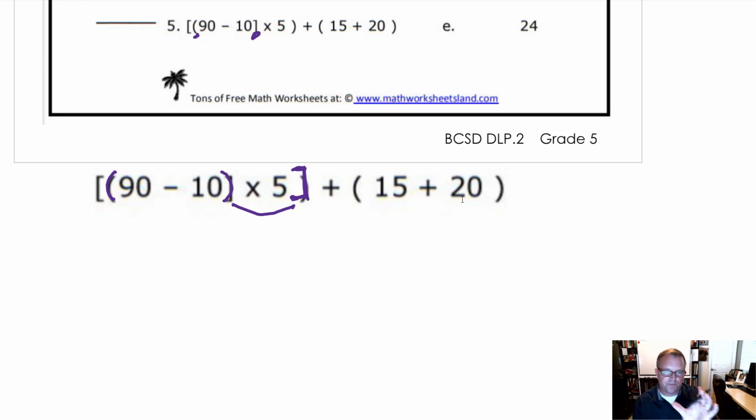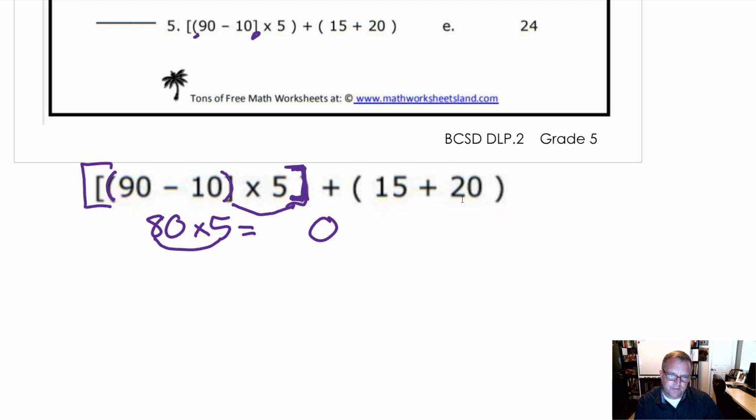90 minus 10. Let's do that first. It's the thing that's the farthest inside. 90 minus 10 is 80. And now we have to do the next step in the brackets. And that is multiplying whatever this quantity is. We know it's 80. And multiply that times 5. Well, that's pretty easy to do, right? I mean, I have a 0 there. I know it's going to end with that 0. And then what else do I have? I have 5 times 8 tens. Well, what would that be? 5 times 8 is 40. 40 tens, and that 40 tens equals 400. So far we have 400.